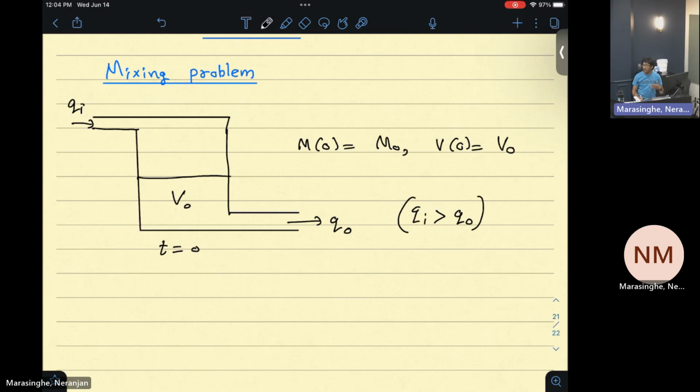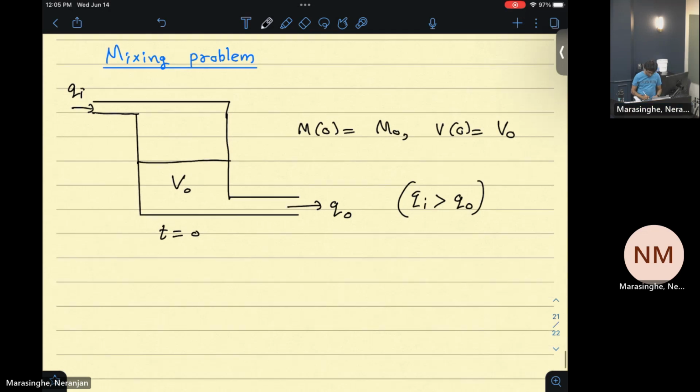Because if Qi equals Q naught, that means if input rate is equal to output rate, then the volume in the tank is going to be constant. Volume is not going to change. But since Qi is greater than Q naught, the volume is going to change. So in part A, I asked what is the rate of change of volume of this tank?